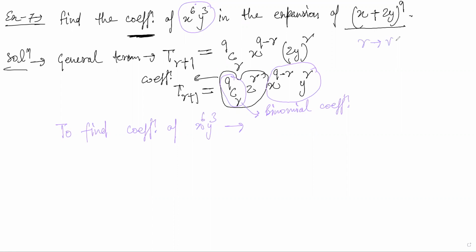So r is our variable in the binomial theorem. I already told you that in algebra we have one variable in every chapter. R was our variable in permutations and combinations as well as the binomial theorem, and n is your variable in sequence and series.